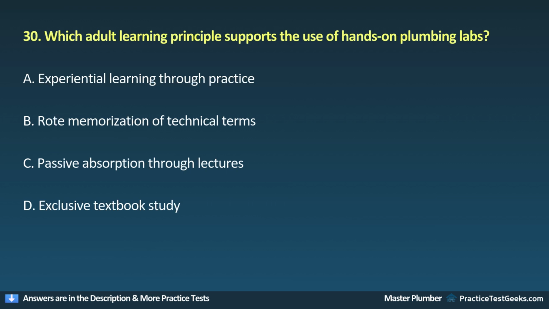30. Which adult learning principle supports the use of hands-on plumbing labs? A. Experiential learning through practice. B. Rote memorization of technical terms. C. Passive absorption through lectures. D. Exclusive textbook study.